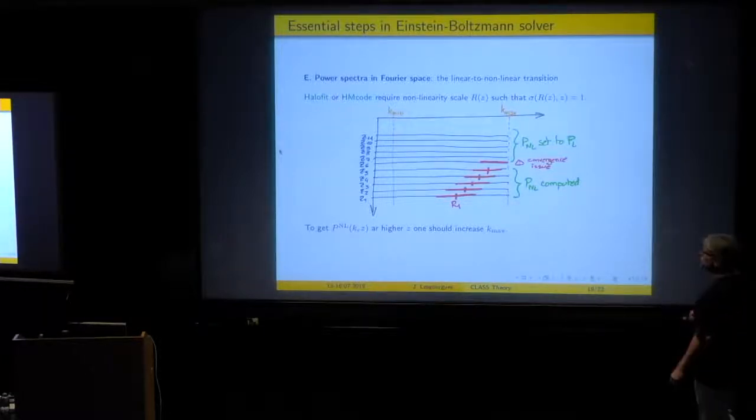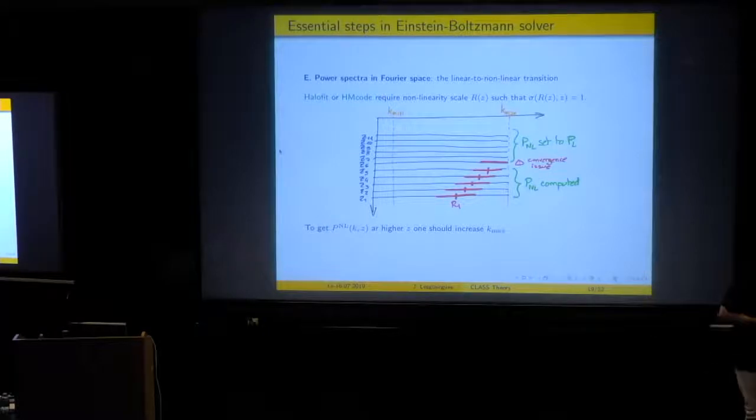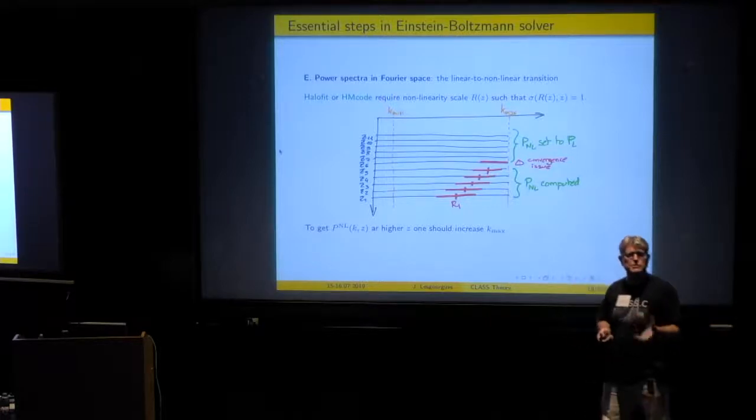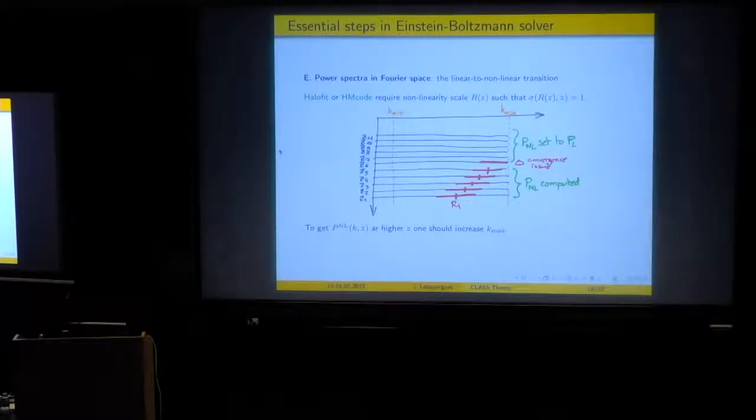In order to find the nonlinear power spectrum, the code must find automatically, for each redshift, the value of the radius r such that the variance of fluctuations in a sphere of radius r is 1. This will give the redshift of nonlinearity, and it's a key step for HaloFit, and the HM code uses something similar. So at small redshifts, the code is going to vary r until this condition is satisfied.